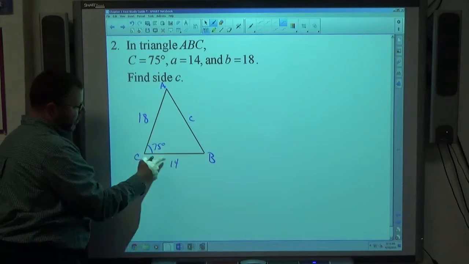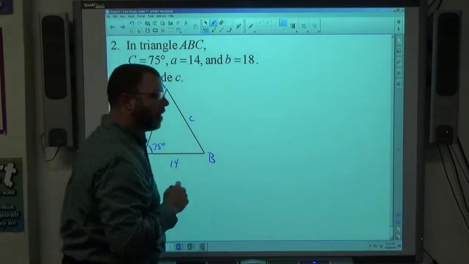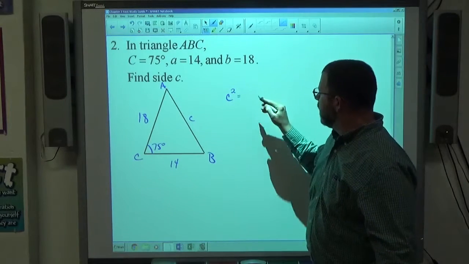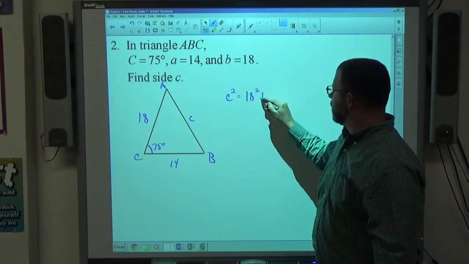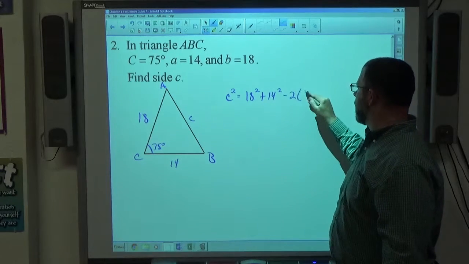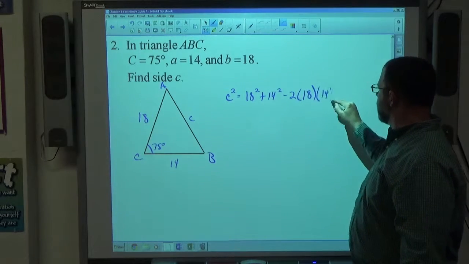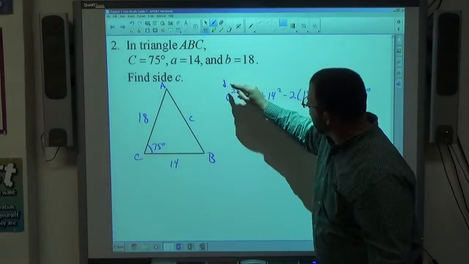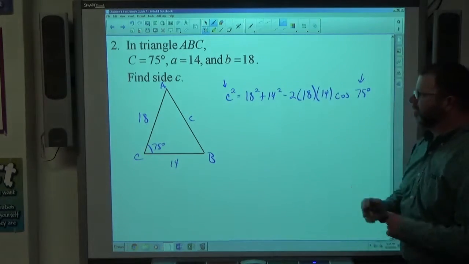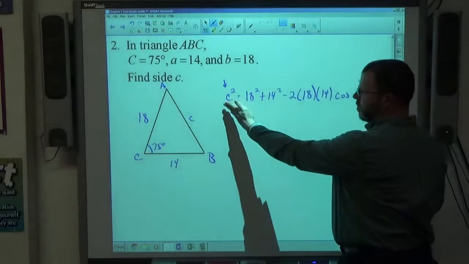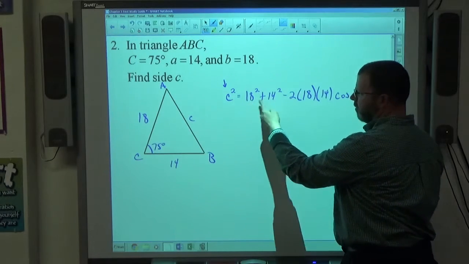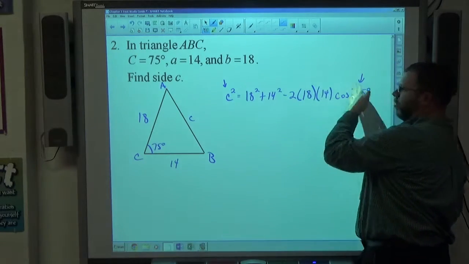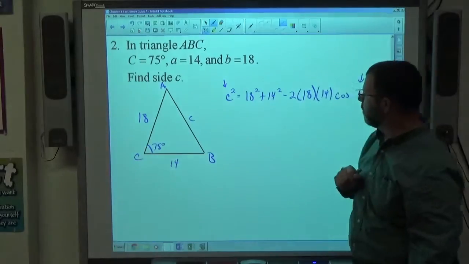I'm looking at a side-angle-side setup, and that's a law of cosines scenario. Law of cosines says the missing side squared is equal to one side squared plus the other side squared minus 2 times the product of those two sides, cosine of the angle between. As long as this side is opposite this angle, the law of cosines is set up properly. So C squared on this side, the other two sides 18 and 14 squared and added, subtracted 2 times the two sides 18 and 14 times cosine again of the angle opposite the side we're looking for.